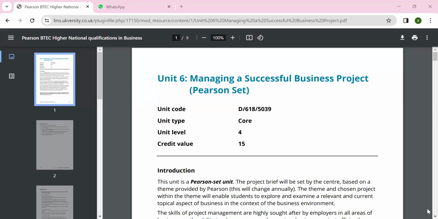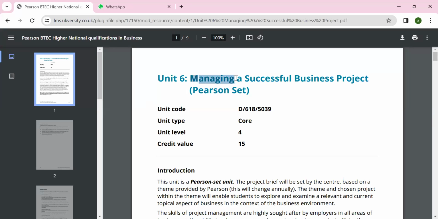We'll start. We're doing Unit 6, Managing Successful Business Projects. If you want to manage, what is meant by management? Always keep in mind you have to design an environment to achieve your objective. Every project has some objective. So what is meant by project?